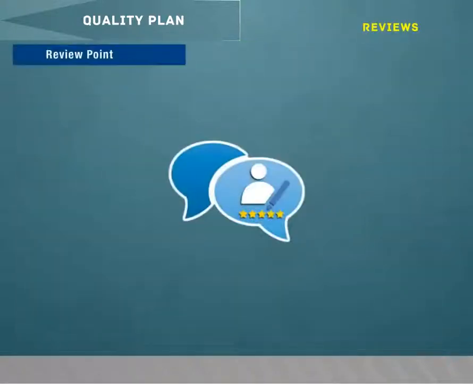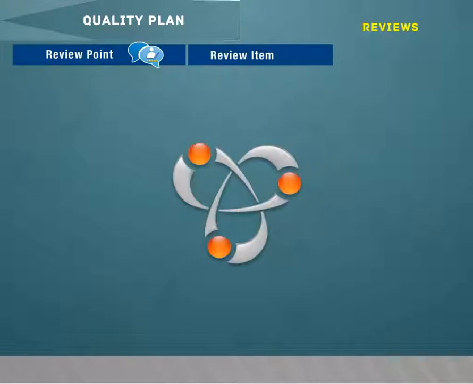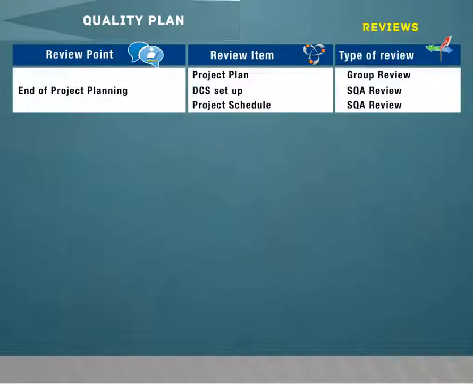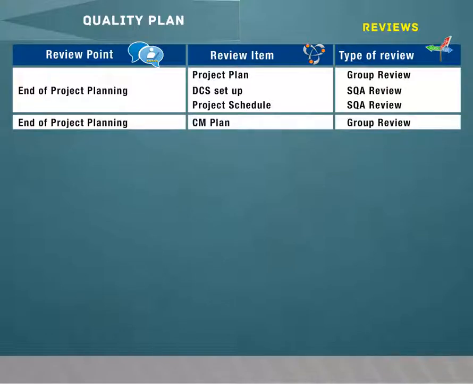Reviews. Review point, review item, type of review. End of project planning: project plan, DCS setup, project schedule. Group review, SQA review. End of project planning: CM plan, group review.